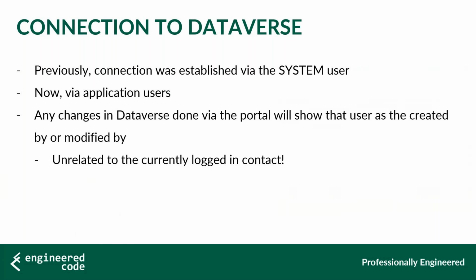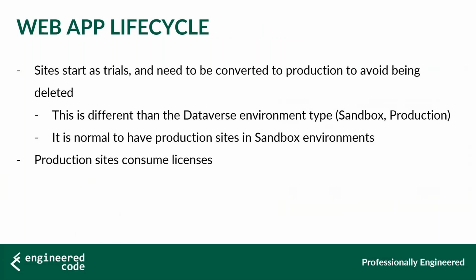All right. So let's talk about the actual web app itself. A common point of confusion is, why do I have to convert? Why is it telling me it's a trial, and why do I have to convert it to a production instance? I'm in a sandbox. If there's one thing you take away from this, it's to understand that the Power Pages site's state, whether production or trial, is completely unrelated to what type of Dataverse environment you have. So all of your Power Pages sites, when you install them, start off as trials.